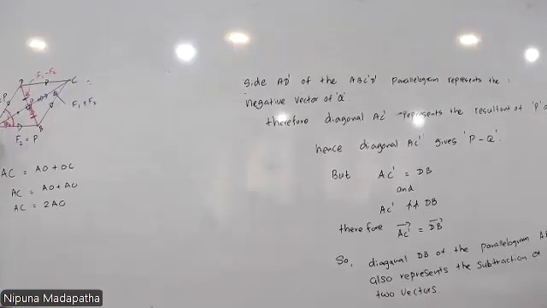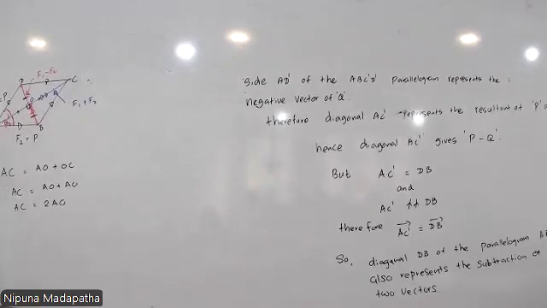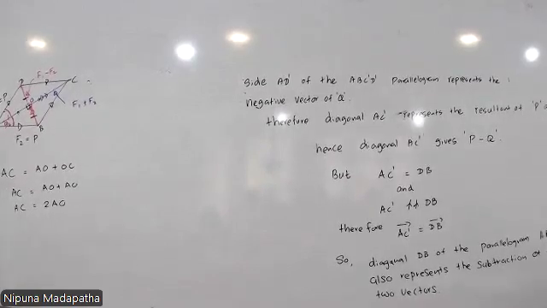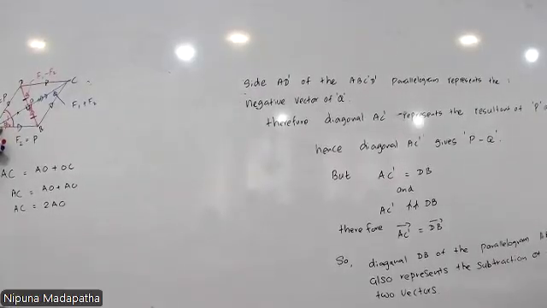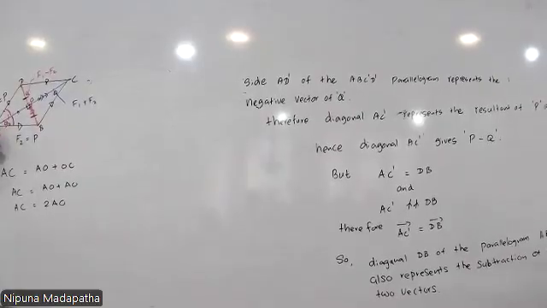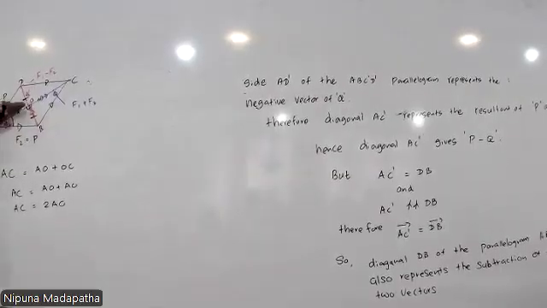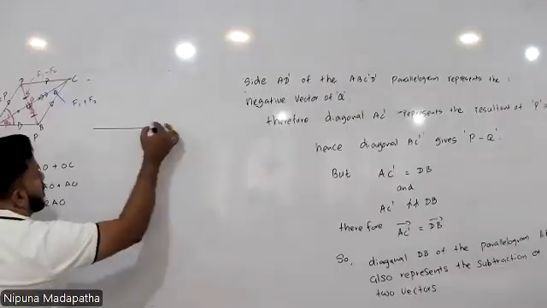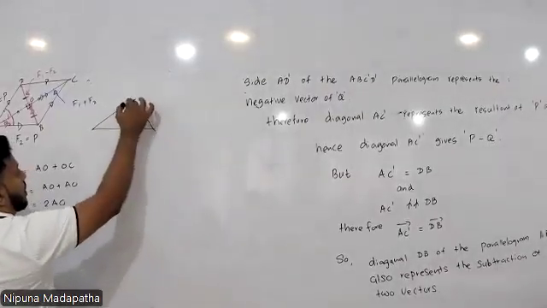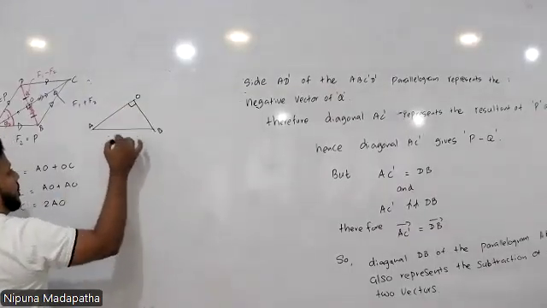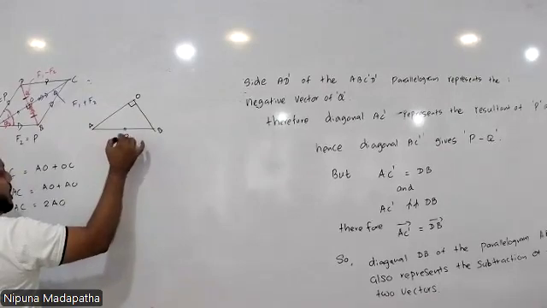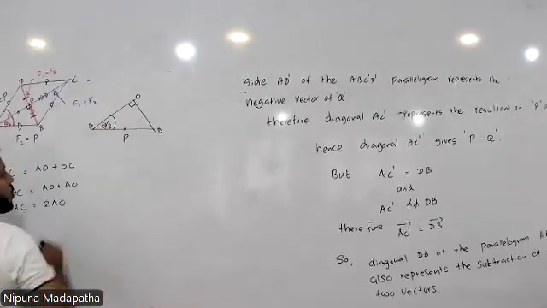AO is the adjacent side of the right-angled triangle ABO. Then how do you define AO in terms of theta over 2? What is the trigonometric ratio we need to consider here to get AO with the triangle? This is 90. This side is P. The angle is theta over 2.